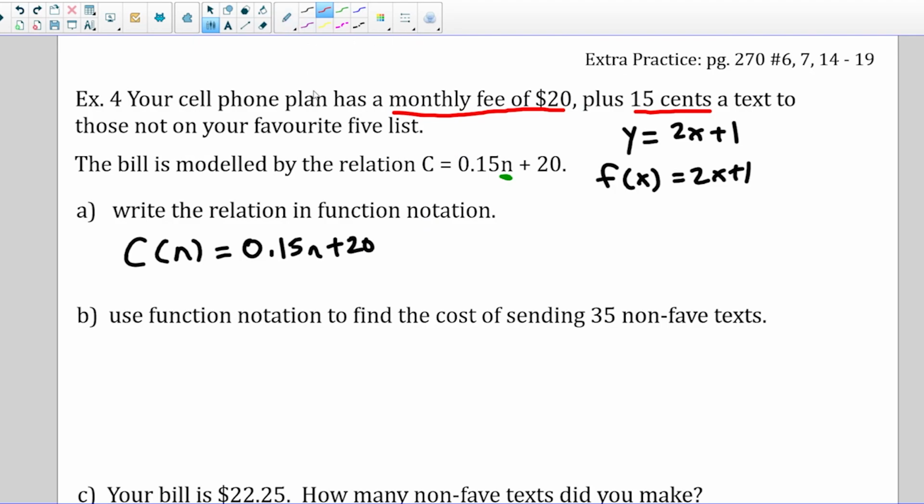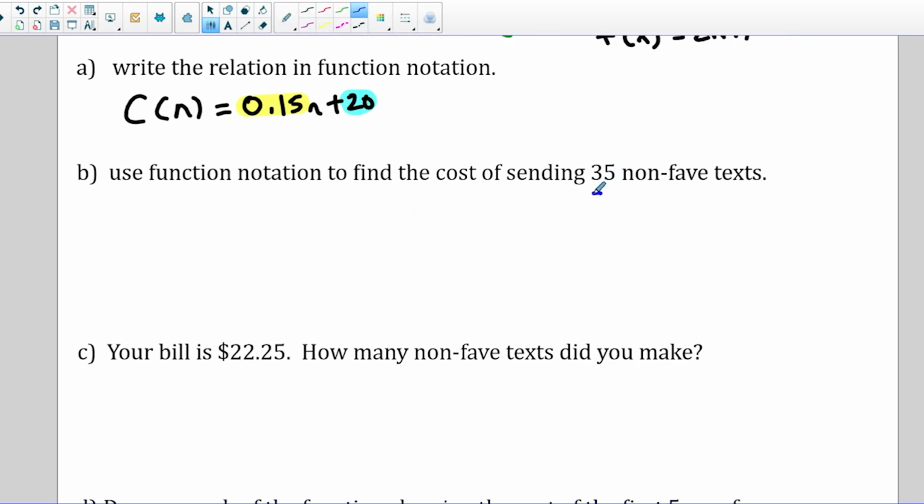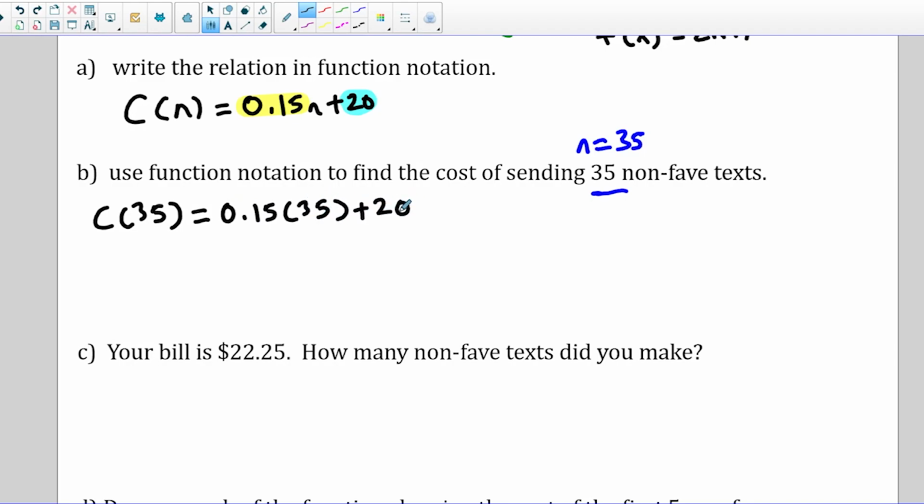So again, if you're having troubles with that connection, we know the 15 cents is represented by that 0.15, and the monthly fee of $20 is represented by this plus 20 there. So what does that mean for us in terms of solving this question? This 35 actually means we're going to be taking a look at what happens when n is equal to 35. So we can go ahead and say c of 35 is equal to 0.15 times 35 plus 20.